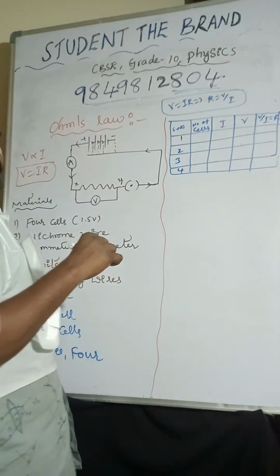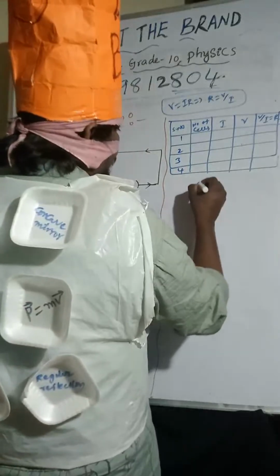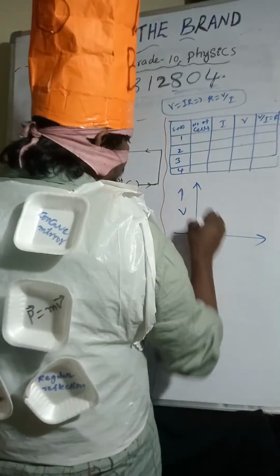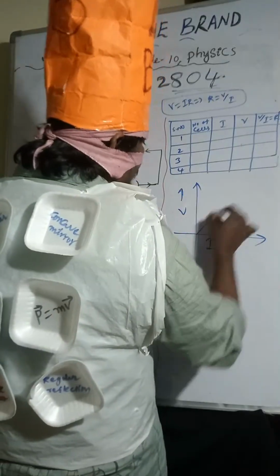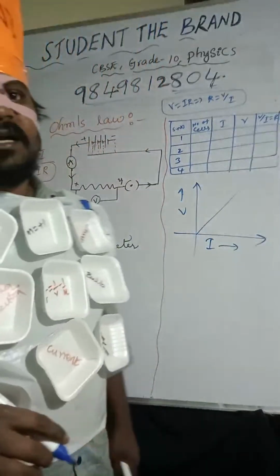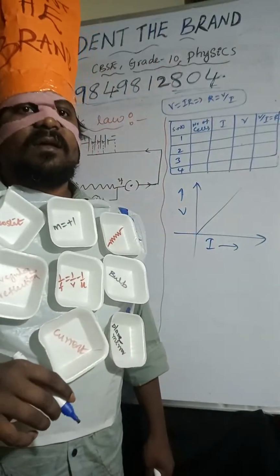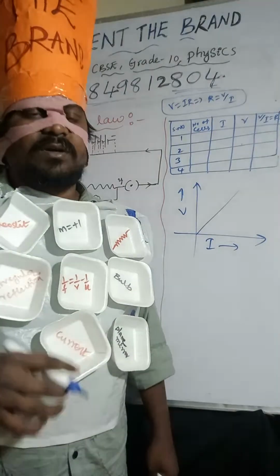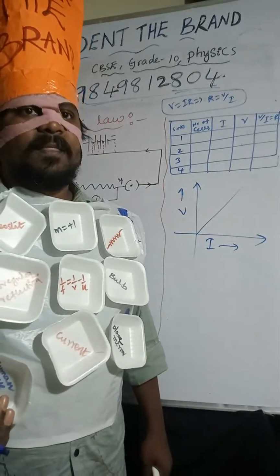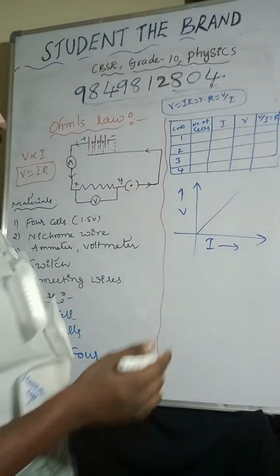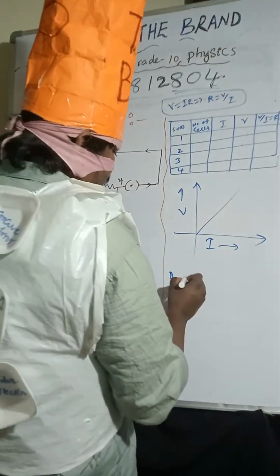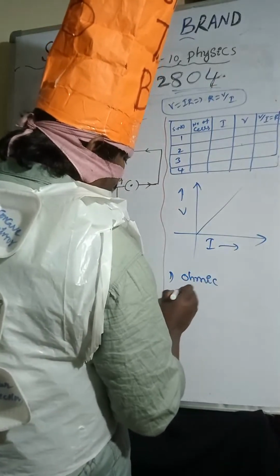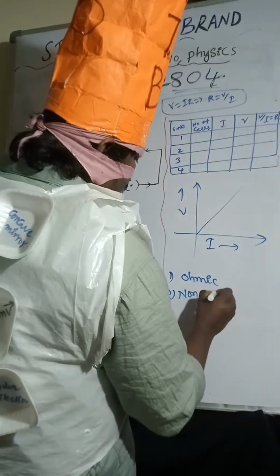Now, if you draw the graph for VI, V on the y axis and I on the x axis, the graph is a straight line. The graph is linear, starting from the origin. So the VI graph is a straight line for ohmic conductors, and for non-ohmic conductors, it is a curve.